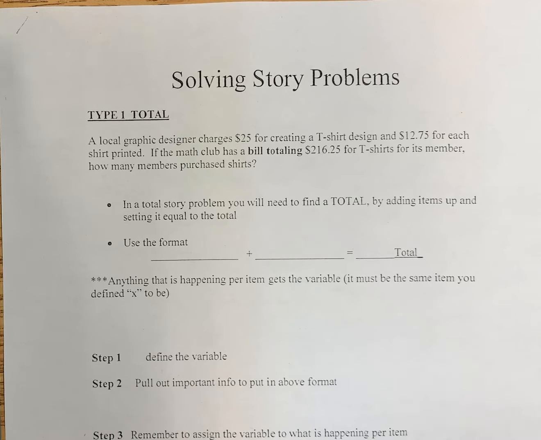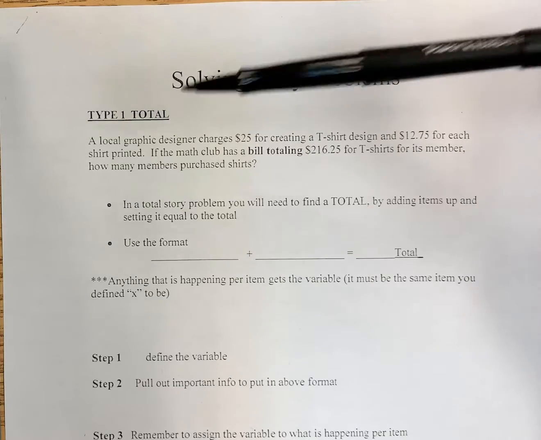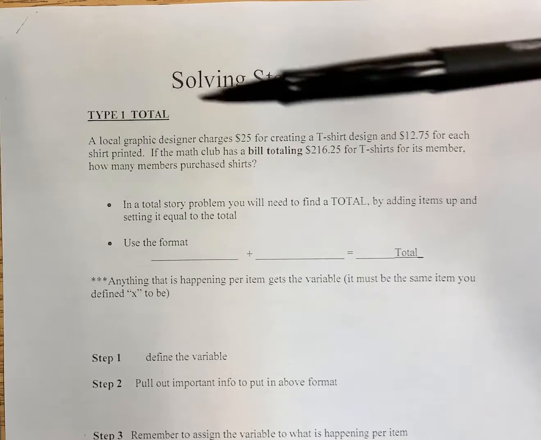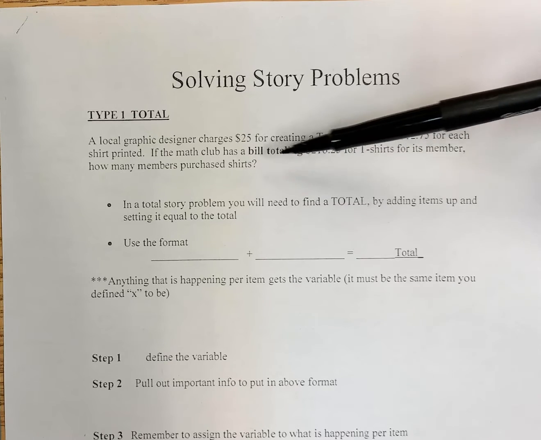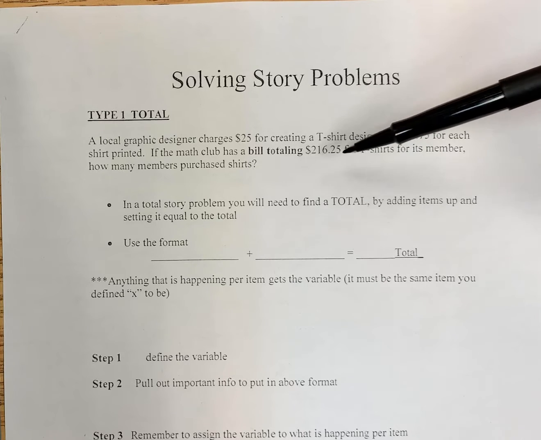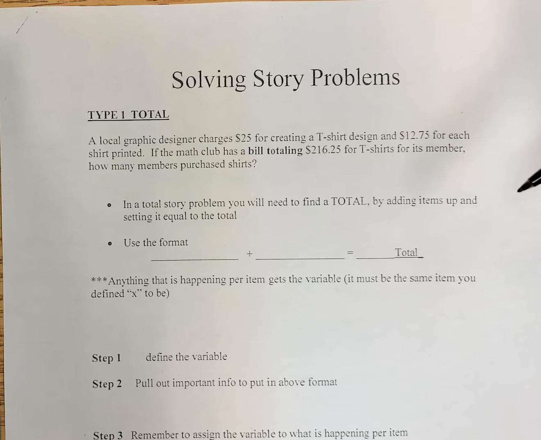Whereas here, we're going to specifically take word problems and use algebra to help us solve each problem. So looking at our type 1 here, and again, these are total, sorry. So type 1 is over total. And what our problem says is a local graphic designer charges $25 for creating a t-shirt design and then $12.75 for each shirt printed. If the math club has a billing total, so that keyword there is total, that is $216.25 for t-shirts for its members, how many members purchased the shirts?